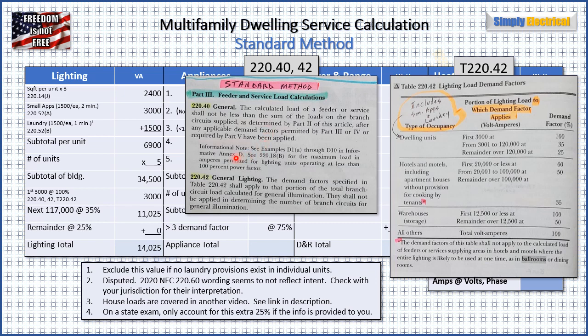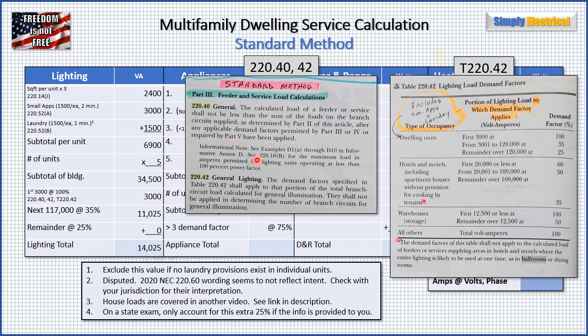But first, we're going to look at this informational note right here. It tells you to go to Annex D, and you'll find some examples of these load calcs. And these can be helpful to some folks. I find them not to be super helpful, or I should say not as helpful as they could be, just because they don't give really any explanation of how they're getting what they're getting. So you kind of have to follow through very carefully to try to figure out how they're getting their answers. So anyway, go and check those out and see if they're helpful to you.